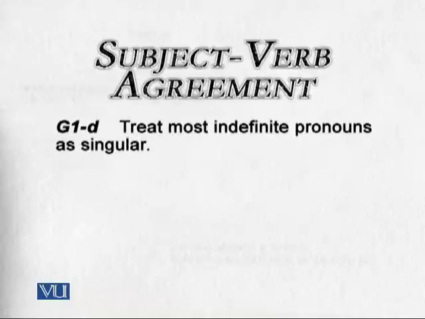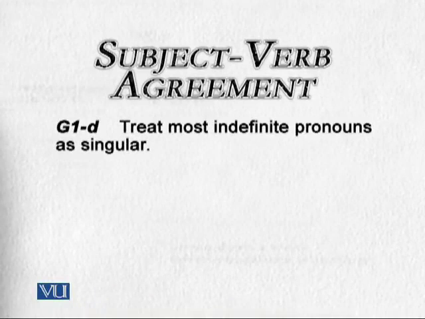Is it clear? Let's see the fourth principle of subject-verb agreement. On your screen, you have, treat most indefinite pronouns as singular. Indefinite pronouns like each, every, either, neither, anyone, no one, everybody. So these are actually some examples of indefinite pronouns.